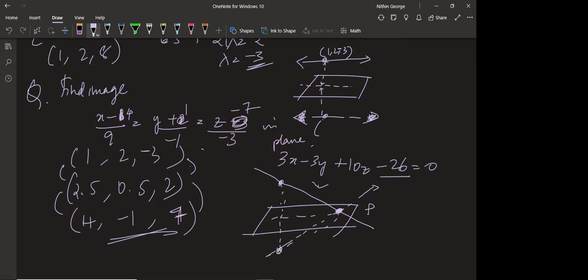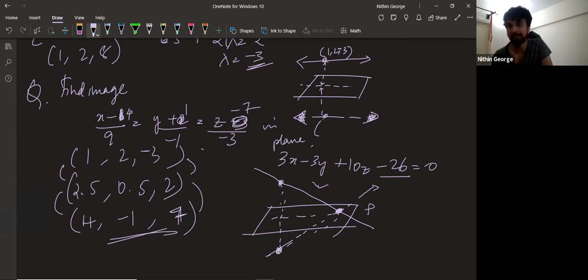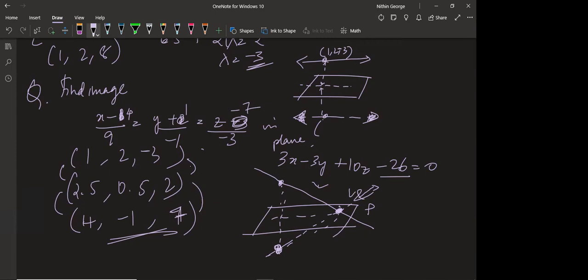So you'll find the image of whatever point is given. You find the image of that point, and then also find the point of intersection of the line and plane. Once you find the point of intersection, and you have this other point, you have 2 points. You can find the equation of the line. Using those 2 points, you can get the parallel vector. Yes, sir. It'll be sorted there.